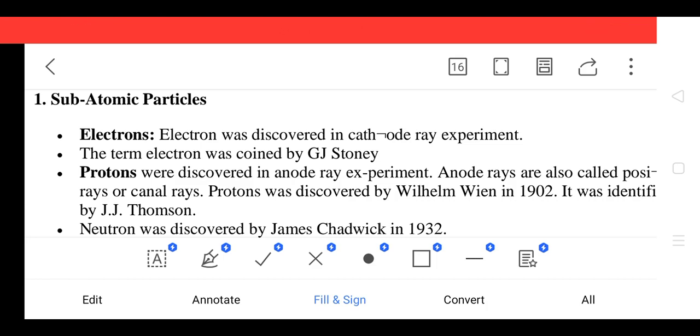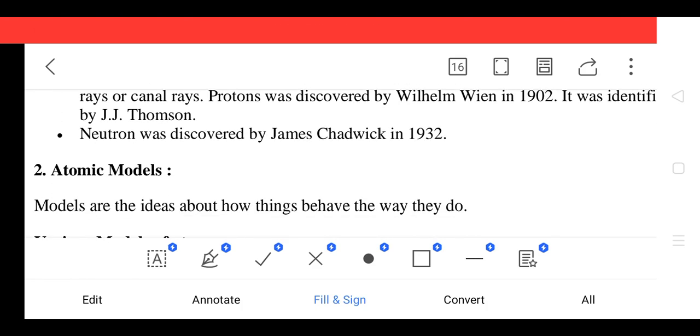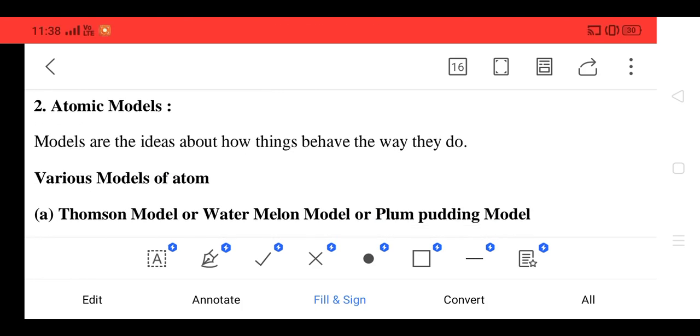So electrons were discovered in a cathode ray experiment, and the term electron was coined by Stoney. Protons were discovered in the anode ray experiment, and anode rays are also called Goldstein rays or the canal rays. So protons were discovered by William Wien in 1902, and it was identified by J.J. Thomson. Neutrons were discovered by James Chadwick.